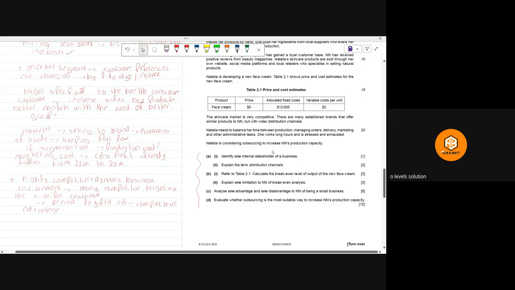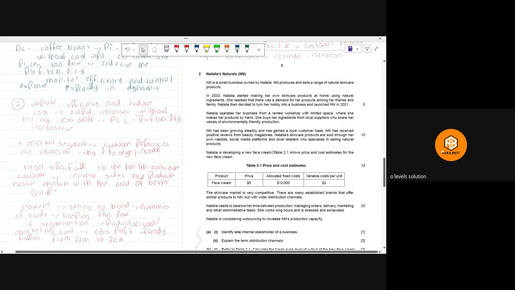So, for example, if you read the case study, NL sells its skincare products through its own website, social media platforms and local retailers. So there are different distribution channels. The business can use other distribution channels as well. But in the case of NL, she is using the retailers and the website.